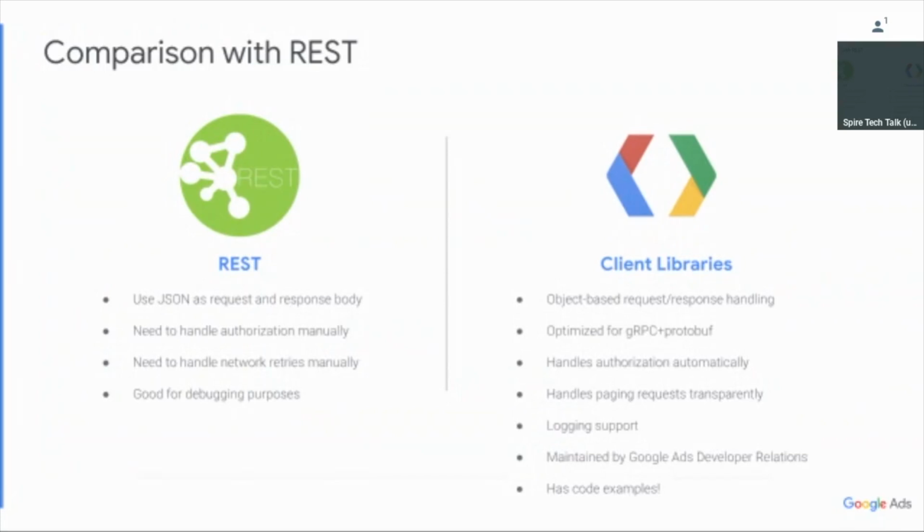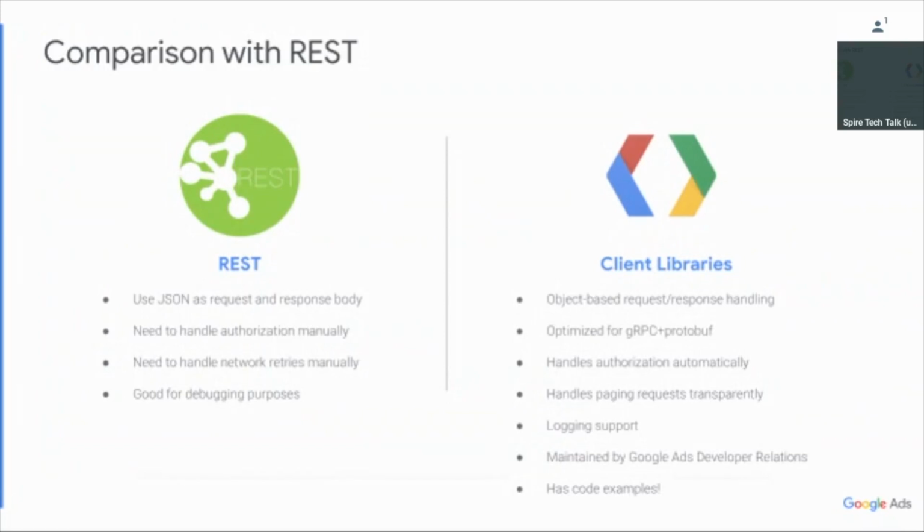And then they are optimized, and it uses gRPC behind the scenes, and it uses protobufs for the serialization. So that means that the payload generally tends to be much smaller as compared to JSON, which gives you a certain amount of performance boost. Then it handles things like authorization automatically. So all you have to do is put in a refresh token, and you don't have to worry about things like the access token expiring. The client libraries will automatically detect these and then refresh it behind the scenes in a transparent manner.